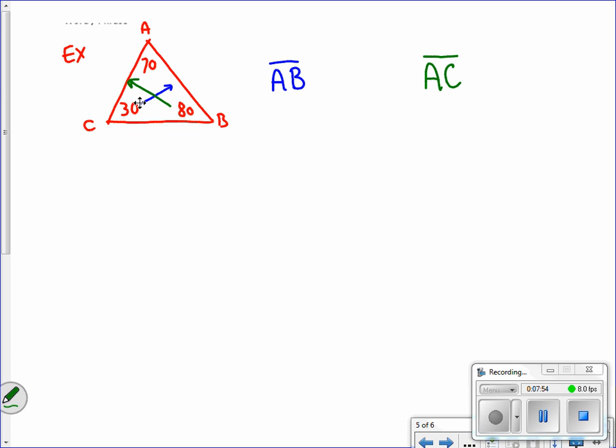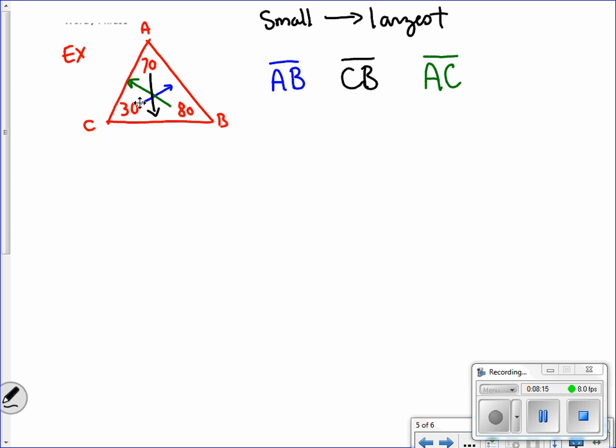I don't know what the numbers are, but I just know it has to be. And across from the 70 is kind of the medium side. So we'll call that one CB, of course. Okay? So if I had to order these from the smallest side to the largest side, that's how I would do it. Pretty simple stuff.